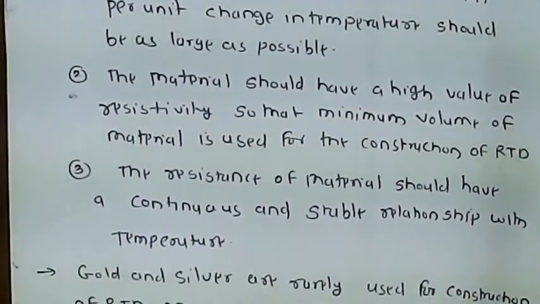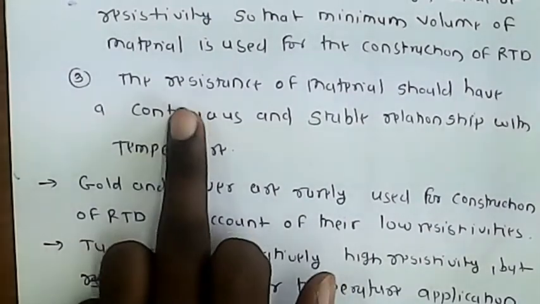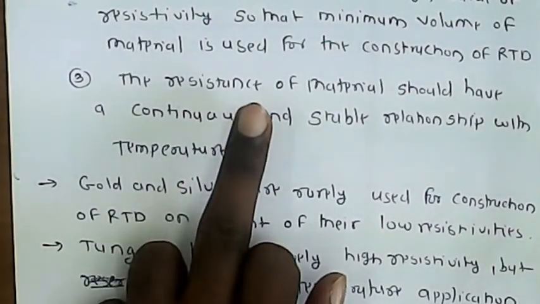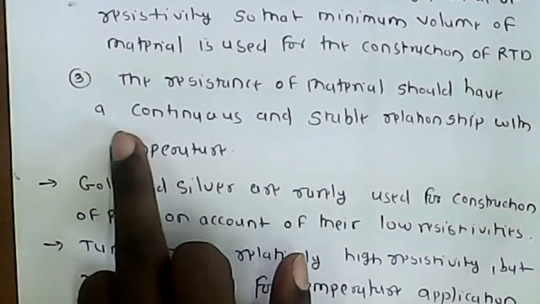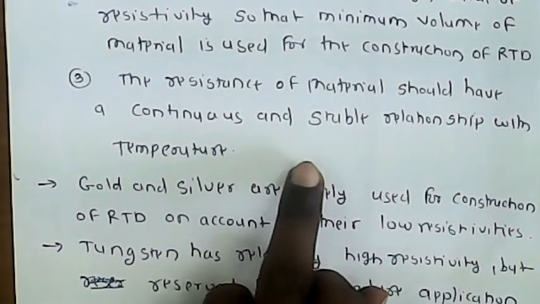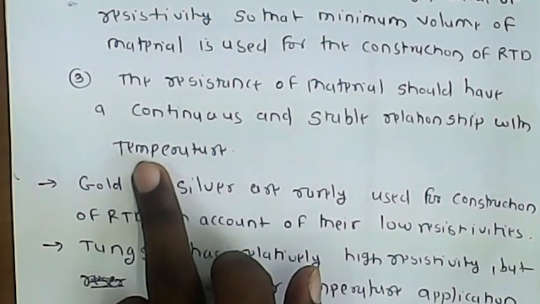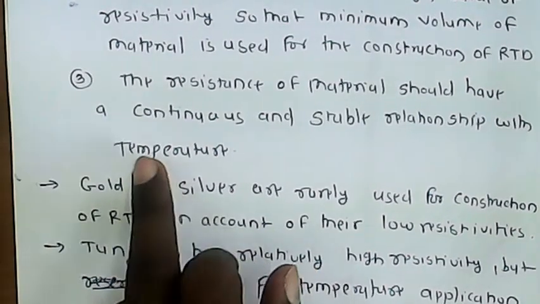Then the third one: the resistance of the material should have a continuous and stable relationship with temperature. Means the graph between resistance and temperature should be linear. They maintain the relation throughout the operation.